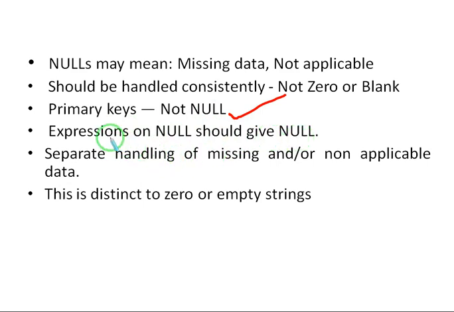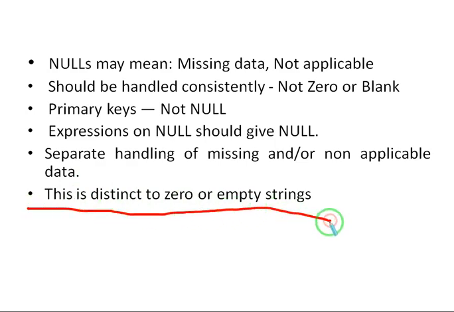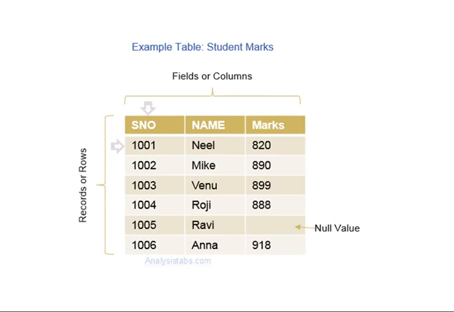An expression on a null should give null. Okay. So expression means we use a select query. So select null. If I pass an expression on a null value, it returns null output. For separate handling of missing and non-applicable data we use null. This is distinct from zero and empty string. Again I repeat, this is distinct from zero and empty string. So this is rule number 3.